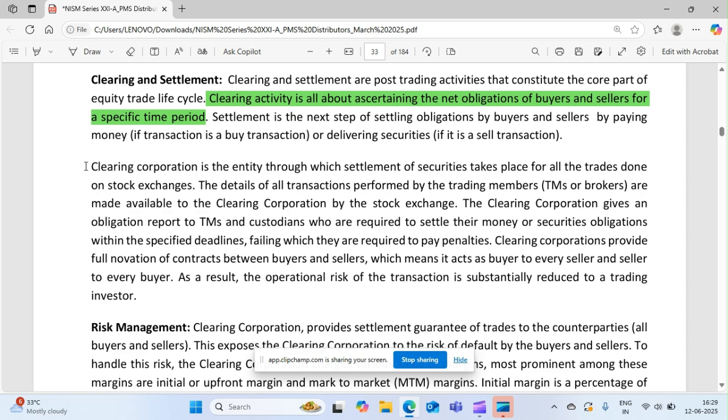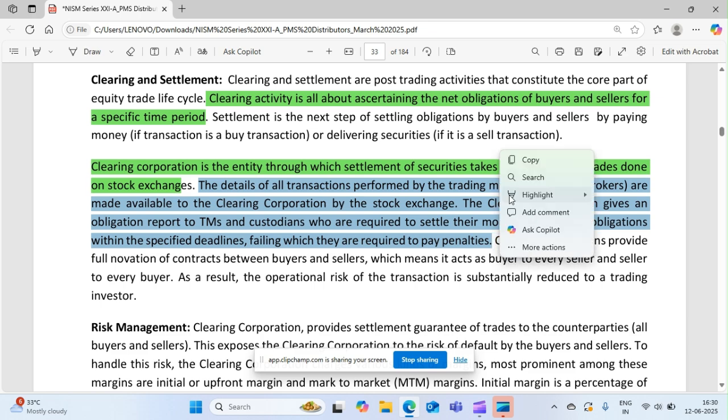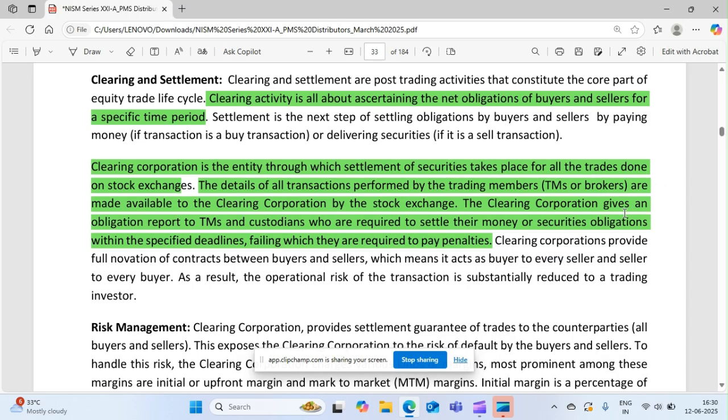And there's a body called the clearing corporation within the stock exchange, which does the settlements of securities, for whatever securities are traded on the stock exchange. The details of all transactions performed by trading members are made available to the clearing corporation, and the clearing corporation gives an obligation report to trading members and custodians who are required to settle their money or securities obligation within specified time, failing which they are supposed to pay penalty. So please note that all the obligations of members are notified to them by the clearing corporation.